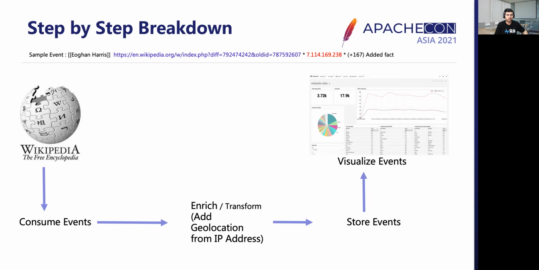First, we would like to consume these events as they are coming raw from Wikipedia. After consuming these events, we would like to enrich those events by adding geolocation information, which can be done by doing a geolocation lookup over the IP addresses. And we can know from which city or country this particular IP address belongs to. Then we would like to store these streaming events in a data store from where they can be queried and finally visualized on a dashboard.